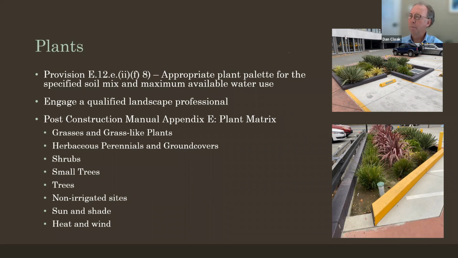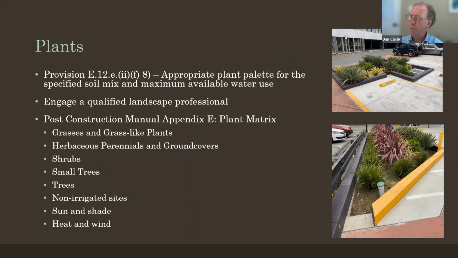I think the ready answer to the question of what plants should we use is there is no one easy answer, because the process of selecting plants to grow on any site requires considering the site. How much sun do you have? Is it exposed to wind? What temperature zone is it in? And of course, the soils, recognizing that we're using this sand compost mix. And so you need a landscape professional that is paying attention to that.